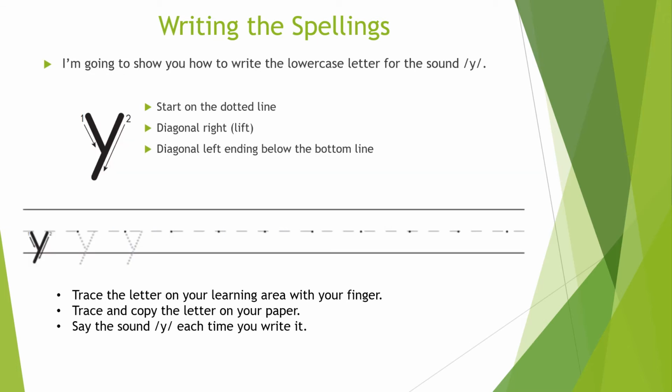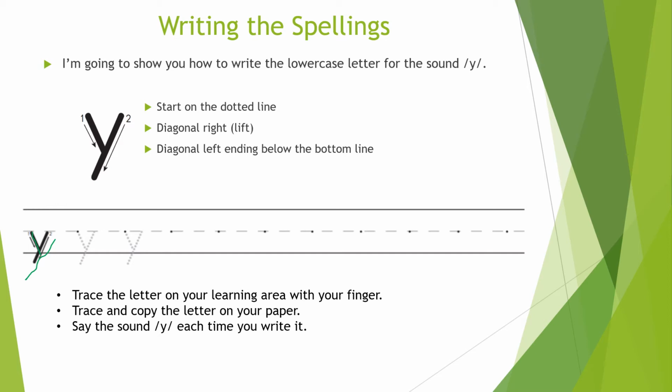Now I'm going to show you how to write the lowercase letter y for the Y sound. When you write the lowercase letter y, you will start at the dotted line, go down diagonally right, then lift your pencil, and then start at the dotted line on the other side, and go down diagonally left, lifting your pencil and ending below the bottom line. Watch me. Down, lift, down, and below.